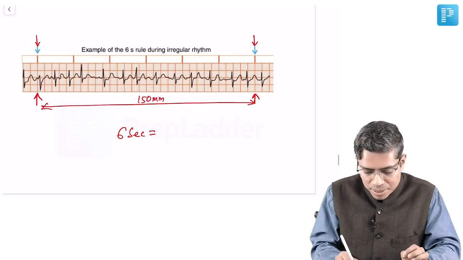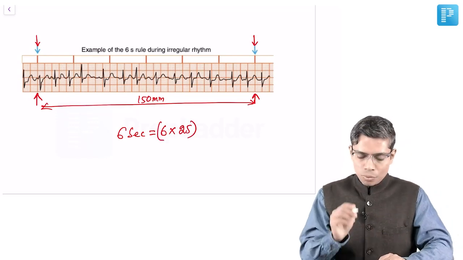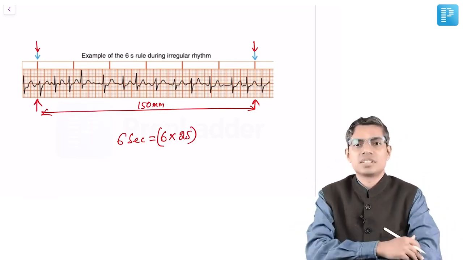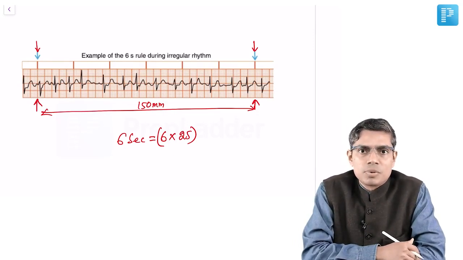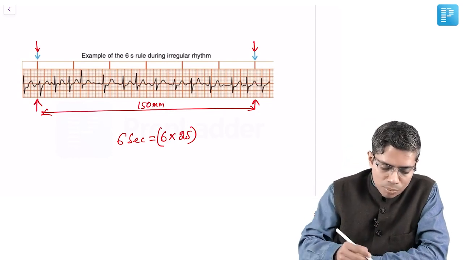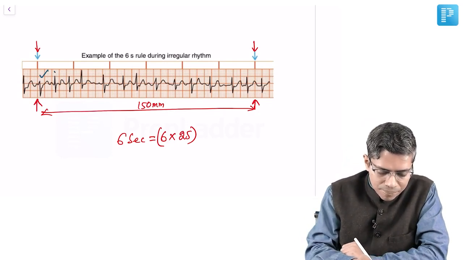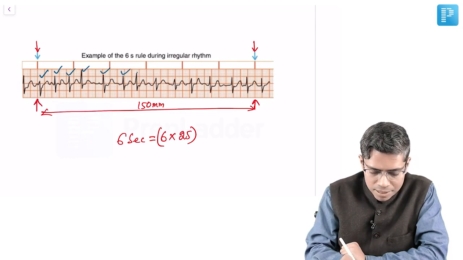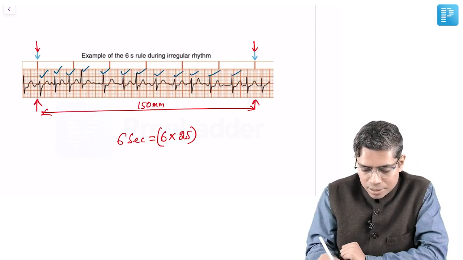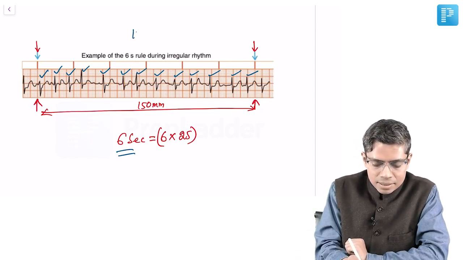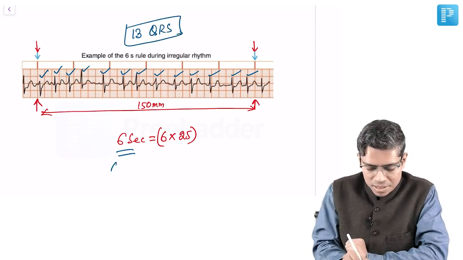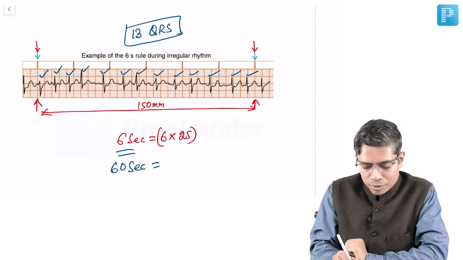Where is 150 millimeters coming from? 6 seconds multiplied by 25 millimeters, that is 150. So within this 150 millimeters of chart paper, or 150 smallest boxes, I am going to count how many QRS complexes there are. 1, 2, 3, 4, 5, 6, 7, 8, 9, 10, 11, 12, 13. So within 6 seconds I am getting 13 QRS complexes. So within 60 seconds, how many QRS complexes am I going to get?